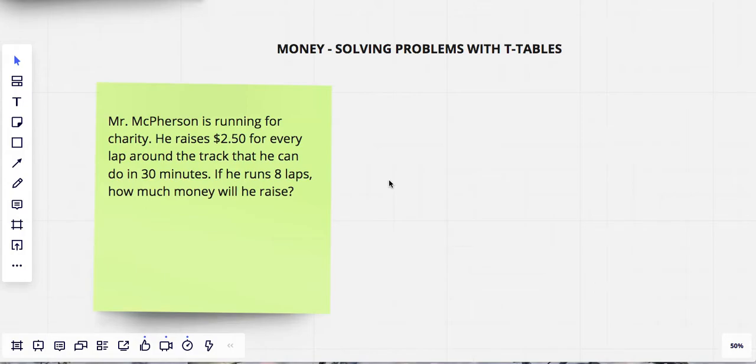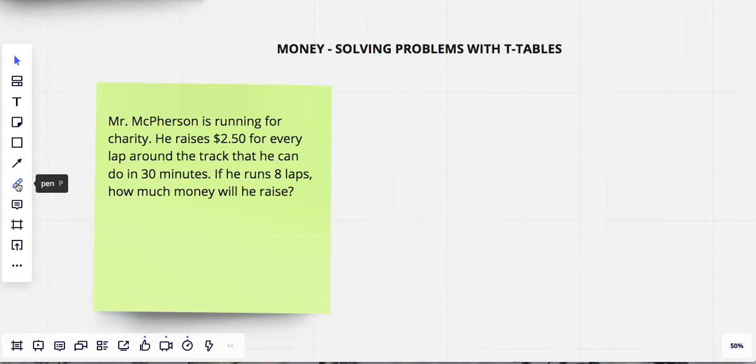Here is your problem for today. Mr. McPherson is running for charity. He raises $2.50 for every lap around the track that he can do in 30 minutes. If he runs 8 laps, how much money will he raise?